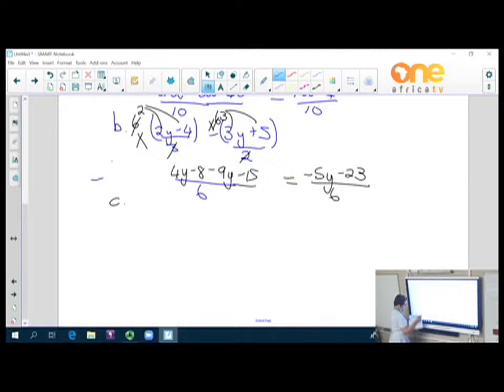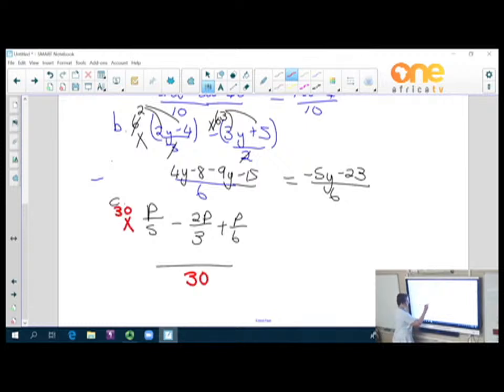Number C. P/5 minus 2P/3 plus P/6. What is my LCM in this case? Something that all of them can divide into. 5 and 3 and 6. And that would be what? 30. So I multiply each one with the LCM.